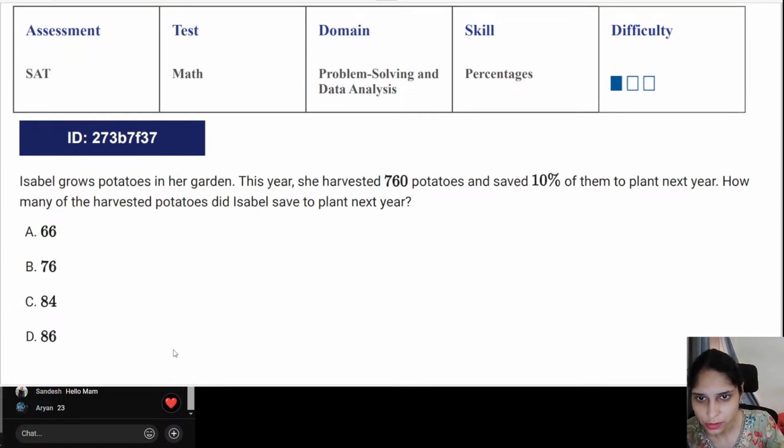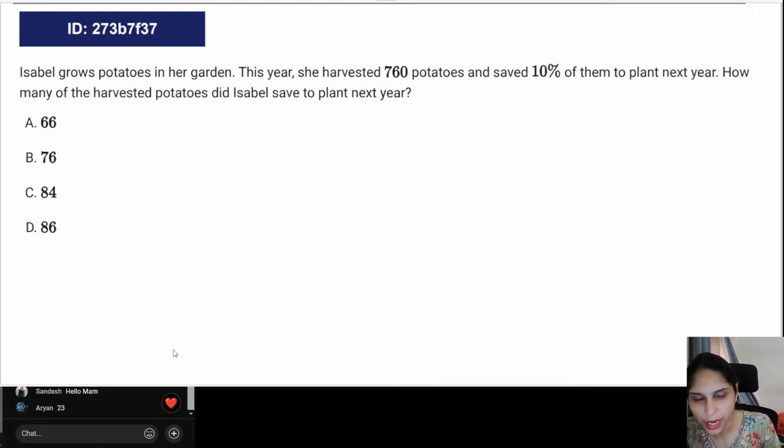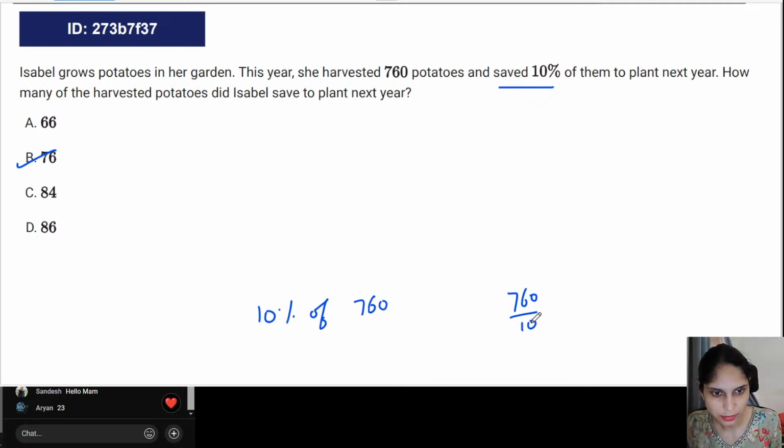Isabel grows potatoes in her garden. This year she harvested 760 potatoes and saved 10% of them to plant next year. How many of the harvested potatoes did Isabel have to save to plant next year? So it's 10% of them, meaning harvested. So you just have to find 10% of 760, and we already have the table. It's going to be 76. Because she's saving 10%, so it's just going to be 760 divided by 10, 76. Or you can also go to Desmos and get your answer, but I will prefer that you remember this.